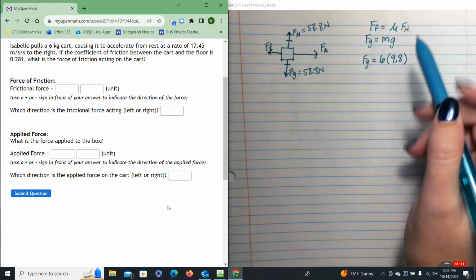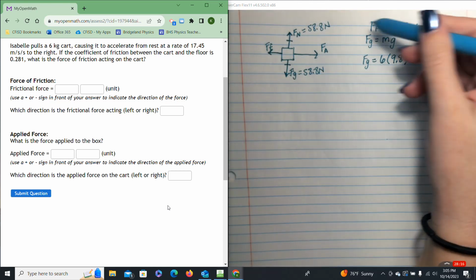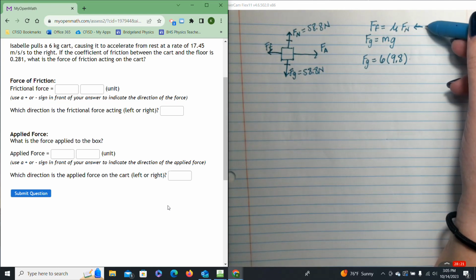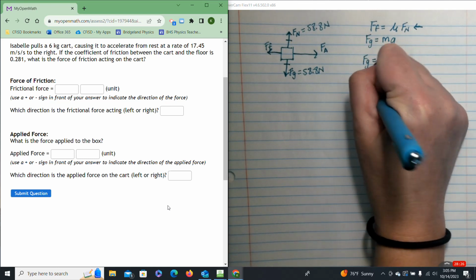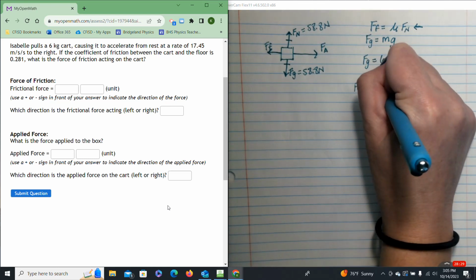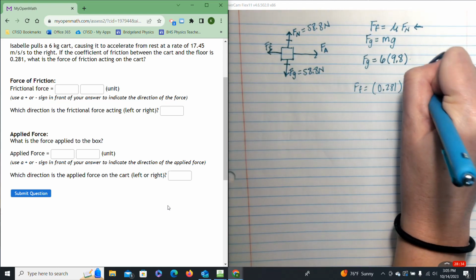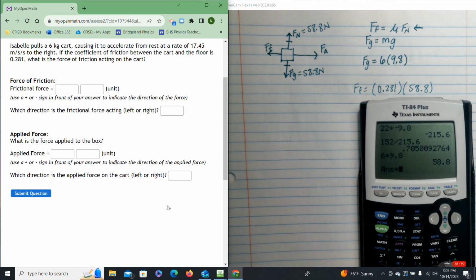So now I said I couldn't use this equation yet because I didn't know Fn. Now I do. Again, if you draw the diagram, start solving for what you can, and you can probably find your way to the next part. Ff is mu times Fn. So Ff is equal to, mu is in the question as 0.281. Fn is 58.8. And so we can simply multiply those values. 58.8 times 0.281 gives me 16.5228. And that will be my force of friction.